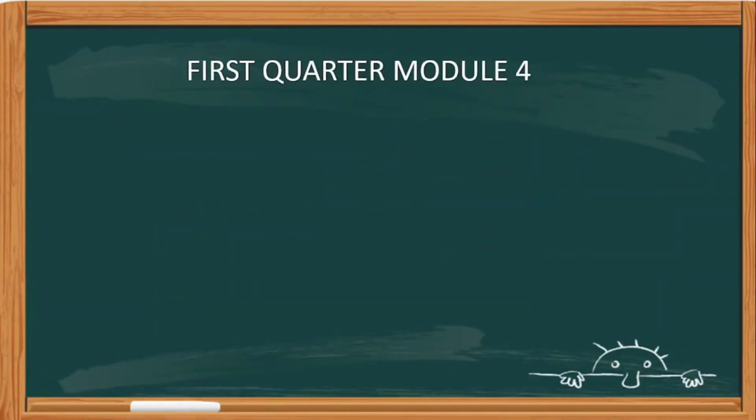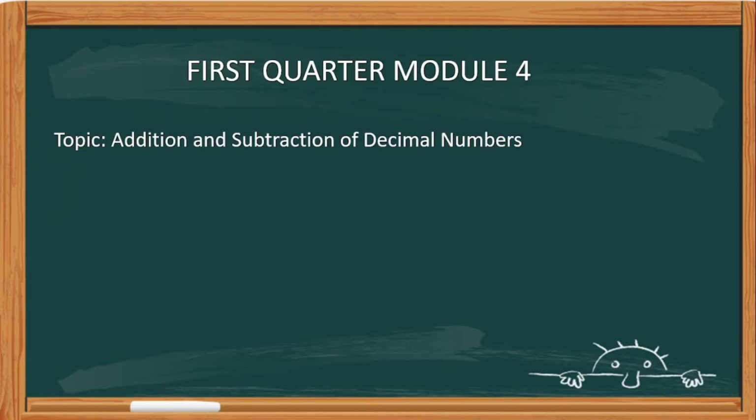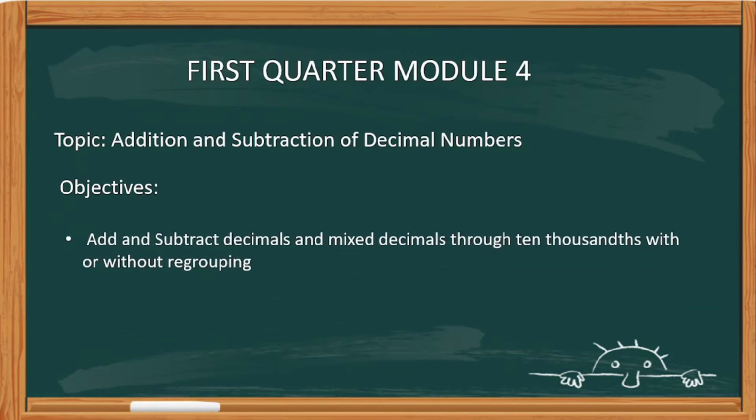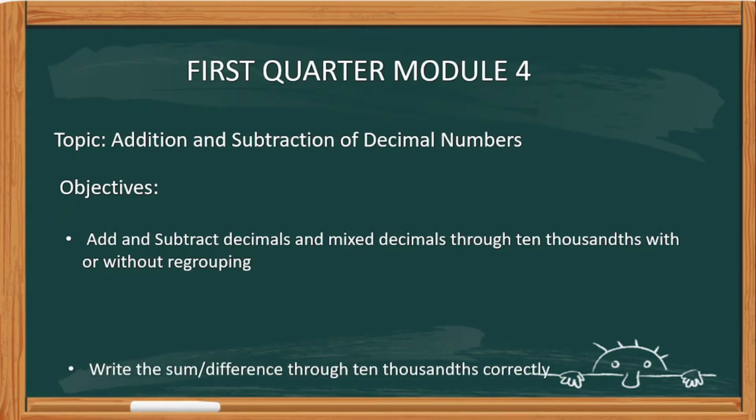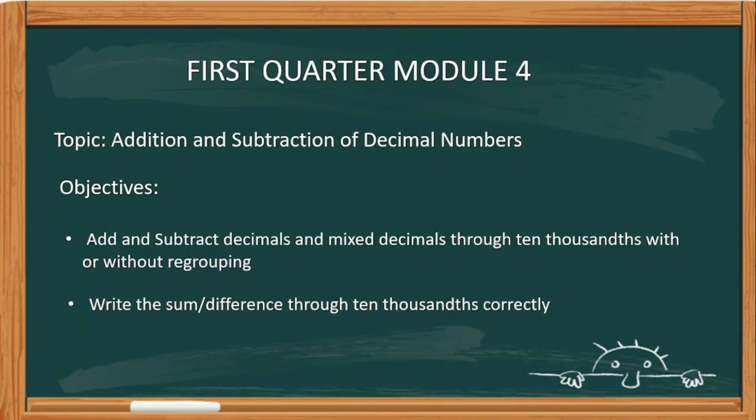First quarter, Module 4. Topic: Addition and subtraction of decimal numbers. Objectives. First, add and subtract decimals and mixed decimals through 10,000ths with or without regrouping. Second, write the sum or difference through 10,000ths correctly.